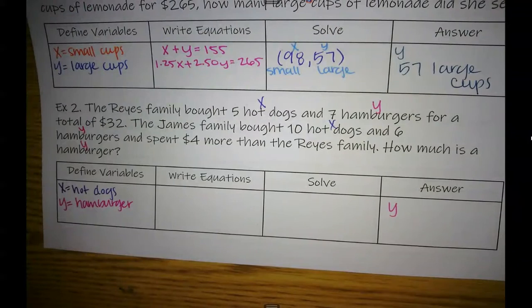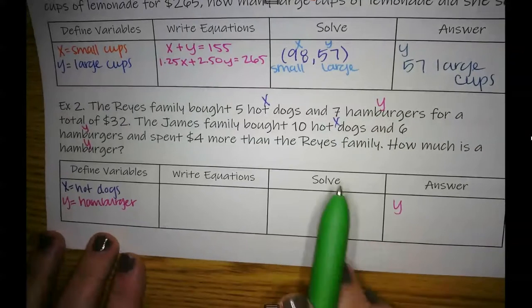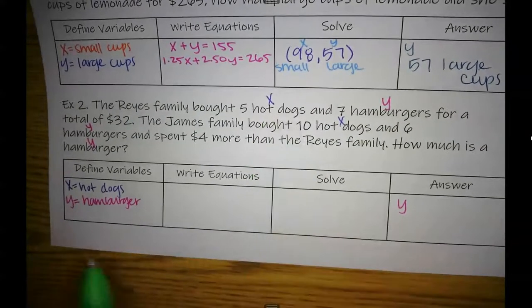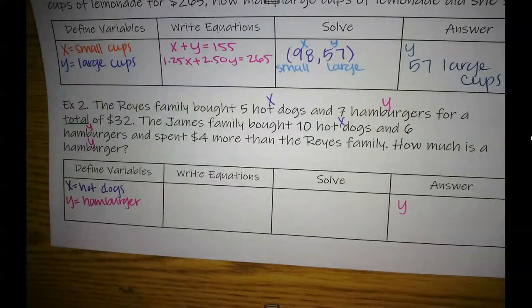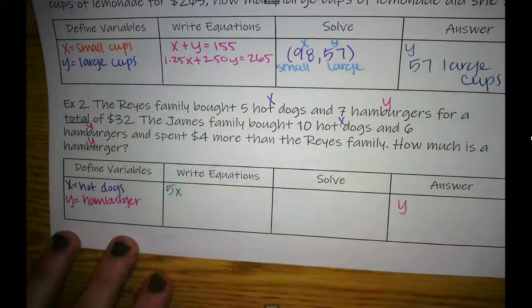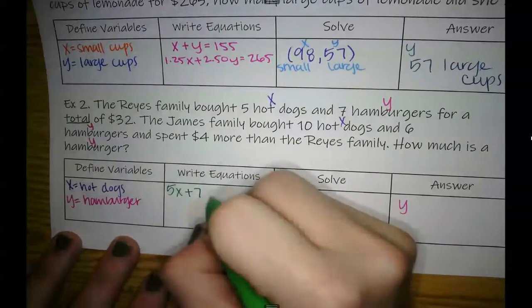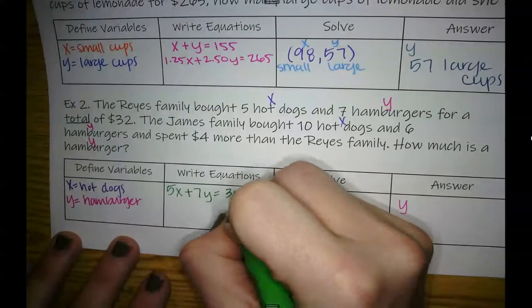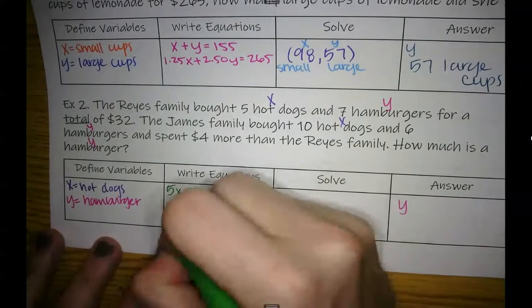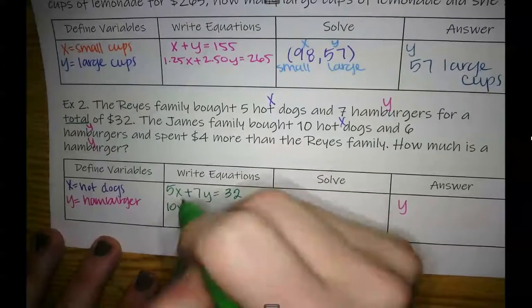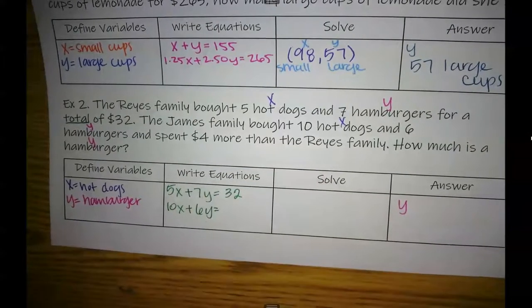All right, writing our equations. We've got one family that bought 5 hot dogs for some amount of money and 7 hamburgers for some amount of money, and they totaled $32. So we've got 5 hot dogs, 5x, plus 7y, and they spent a total of $32. The second family bought 10x and 6y, and they spent $4 more. $32 plus 4 is 36.